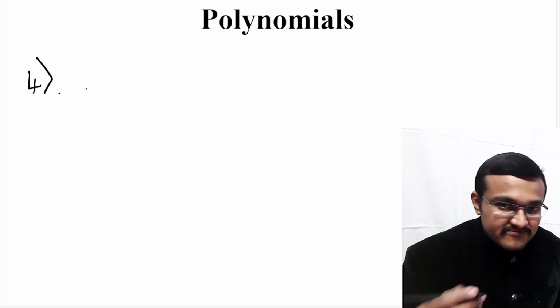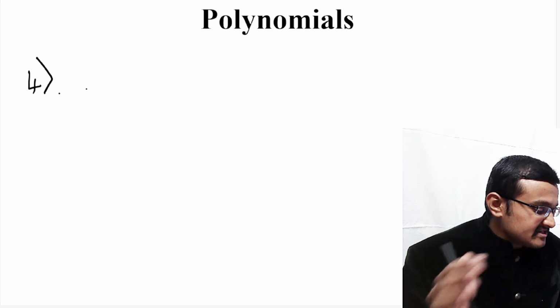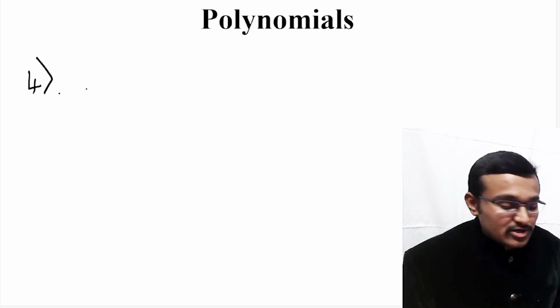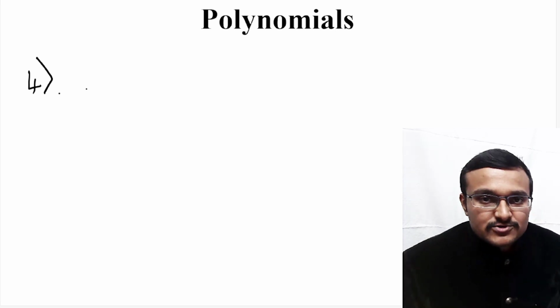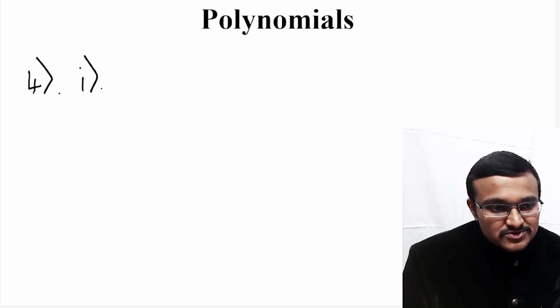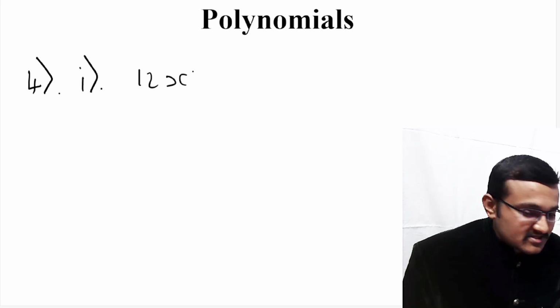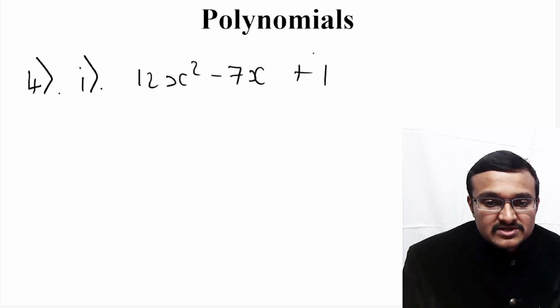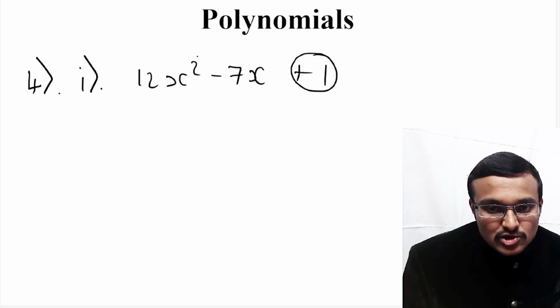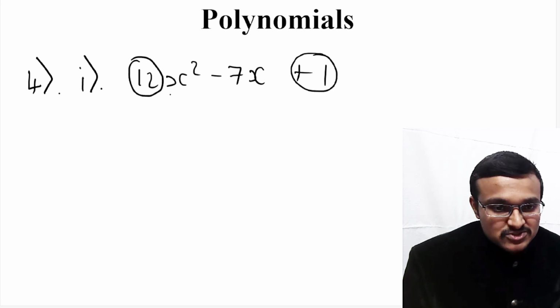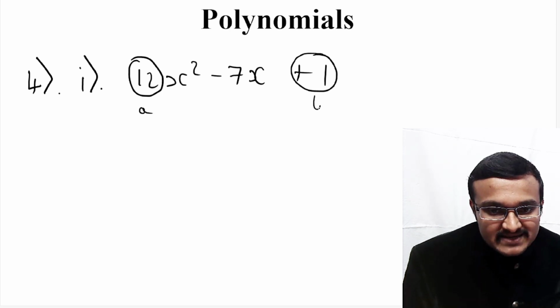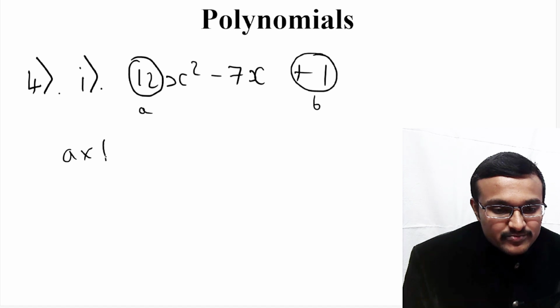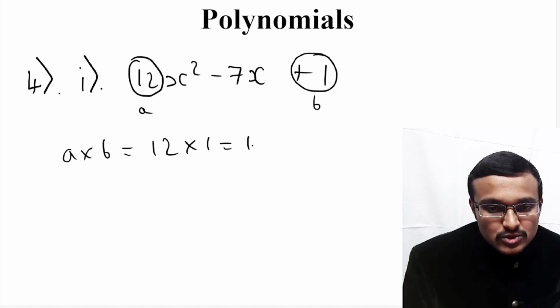In the fourth question and fifth question, both have given a set of polynomials, and you have to factorize those polynomials. So you can use the factor theorem to factorize these polynomials. Coming to the first question, here you have 12x square minus 7x plus 1. How to use the factor theorem? Just multiply this constant and the coefficient of x square. So you can consider this as a and this as b. So a into b is equal to 12, that is nothing but 12 into 1, which is 12 only.